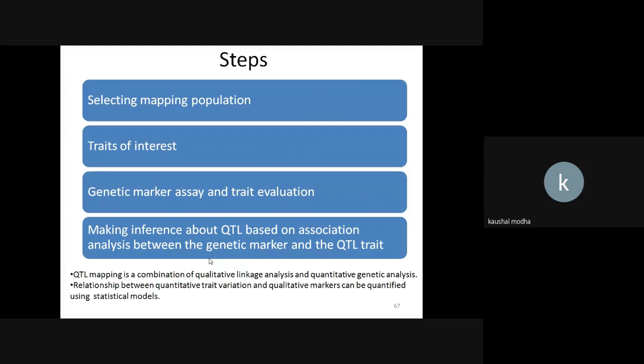So these are the steps. I have already gone through these steps.